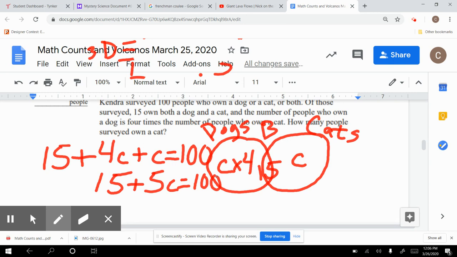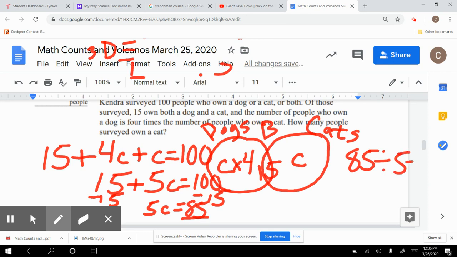Now, algebraically, I'm going to balance my equation. I'm going to get rid of the 15 over here. I'm also going to subtract 15 from this side to make my equation balance, which leaves me with 5C equals 85. Now, I have to figure out, 5 times what number is 85? And we know from other work that we've done that we do that by taking 85 and dividing it by 5. So 85 divided by 5 is 17.